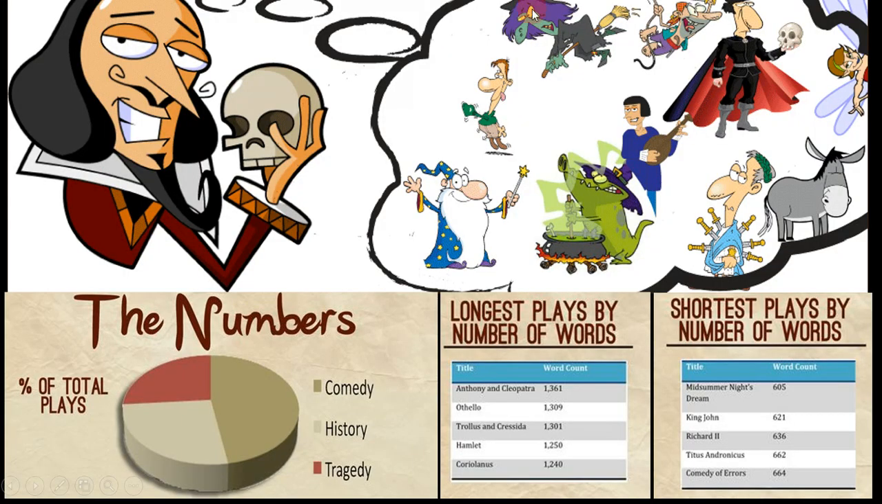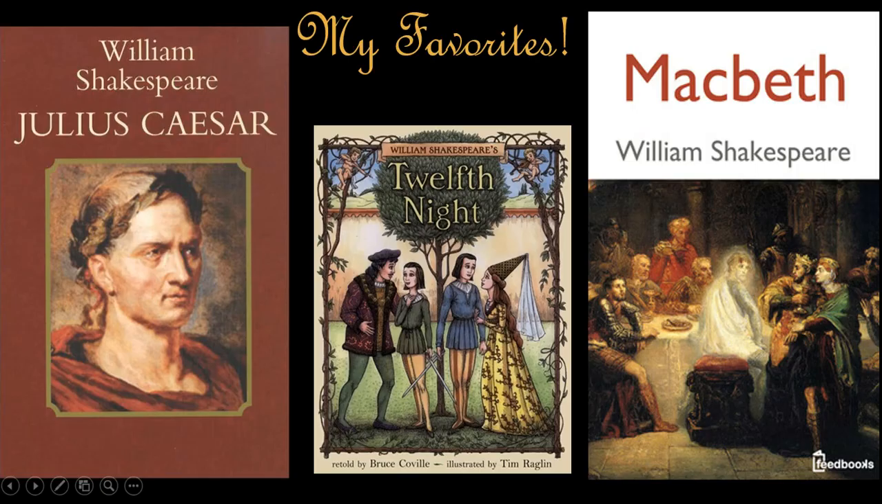So here we can see some of his plays. All right, by the numbers, we have comedies, histories, and tragedies. Longest plays here: Antony and Cleopatra, Othello, Hamlet. Shortest plays, the comedies, it looks like. Richard III's one of the shortest. Interesting. Okay, because it's quite long, actually.